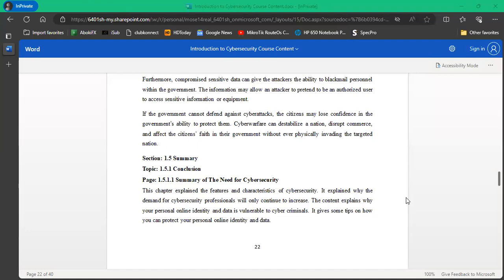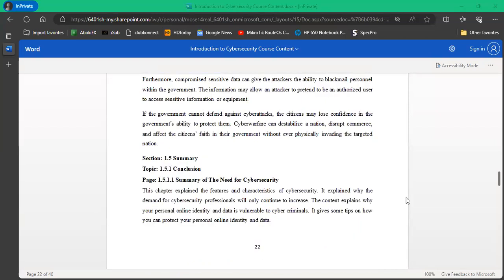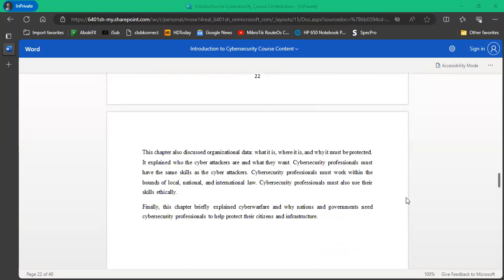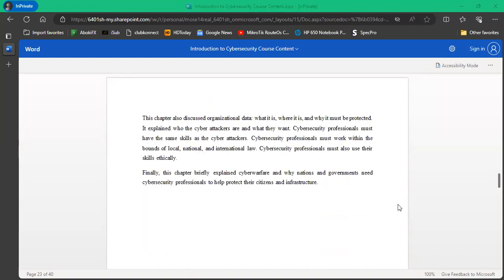So, in summary, we are done with all the talking. In summary, these chapters so far, we've explained the features and characteristics of cybersecurity. And we've explained why the demand for cybersecurity professionals will continue to increase. The content explains why our personal online identity and data is vulnerable to cyber criminals. And we've talked about some tips on how we can protect our personal identity and data. Finally, this chapter briefly explains cyber warfare and why nations and governments need cybersecurity professionals to help protect their citizens and infrastructure.